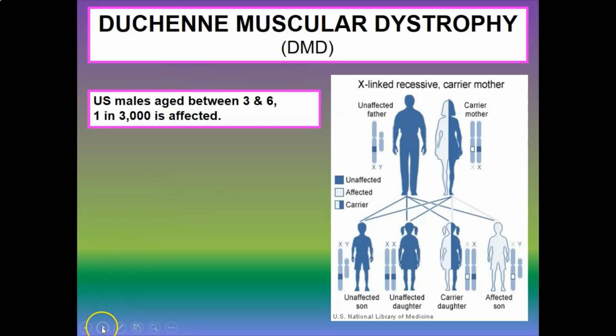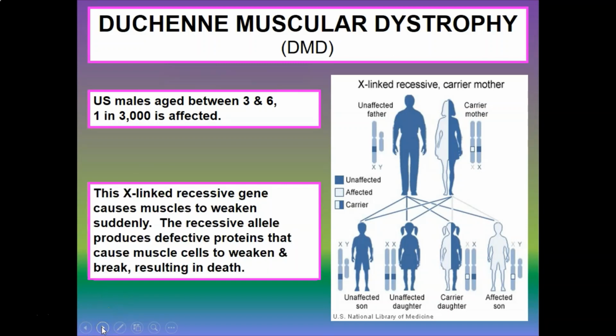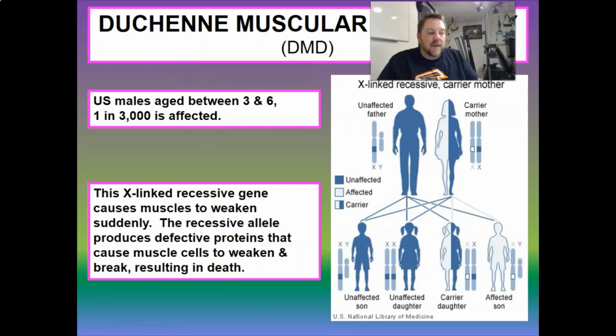However, the X-linked recessive gene causes muscle cells to weaken suddenly, and the recessive allele produces defective proteins that cause muscle cells to weaken and break, resulting in death. Okay, so sadly, in this case, because my DNA had a mutation, was messed up, and I'm a guy, I only need one bad copy. Oh no, because I have a Y chromosome, but that doesn't do anything with dystrophin. So now that I have this X chromosome that's bad, I don't make the right protein. I die very, very young in life, right?